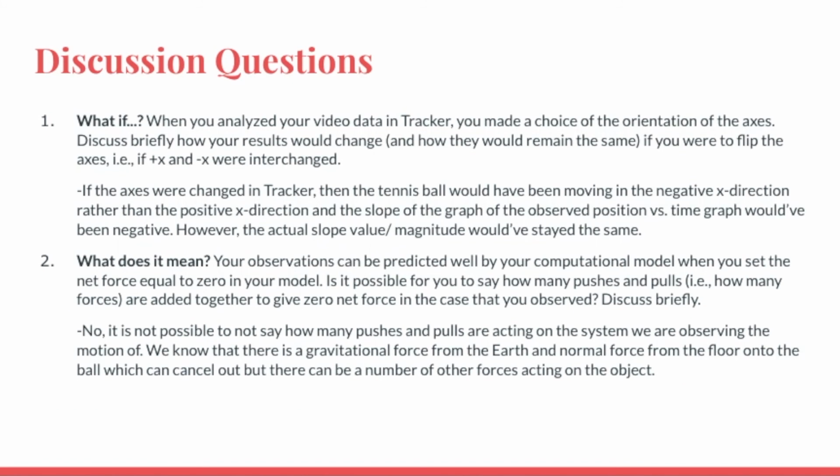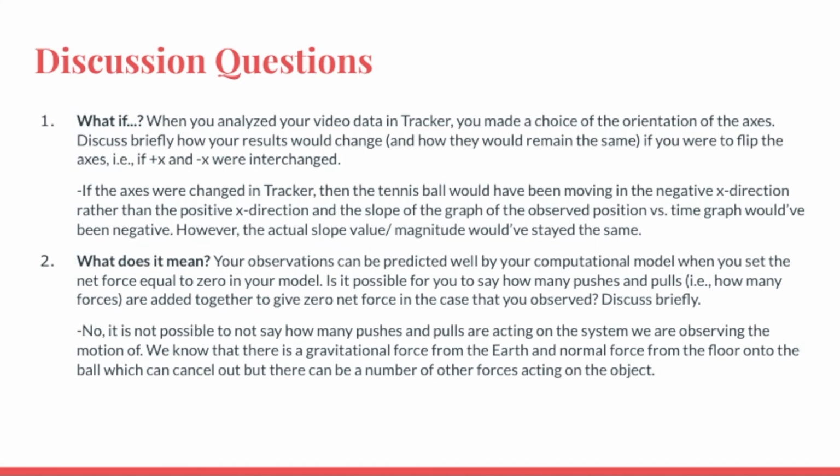So what if we decided to change the orientation of the axes in Tracker? If the axes were changed in Tracker, then the tennis ball would have been moving in the negative x direction rather than the positive x direction, and the slope of the graph of the observed position versus time graph would have been negative. However, the actual slope value, or magnitude, would have stayed the same.